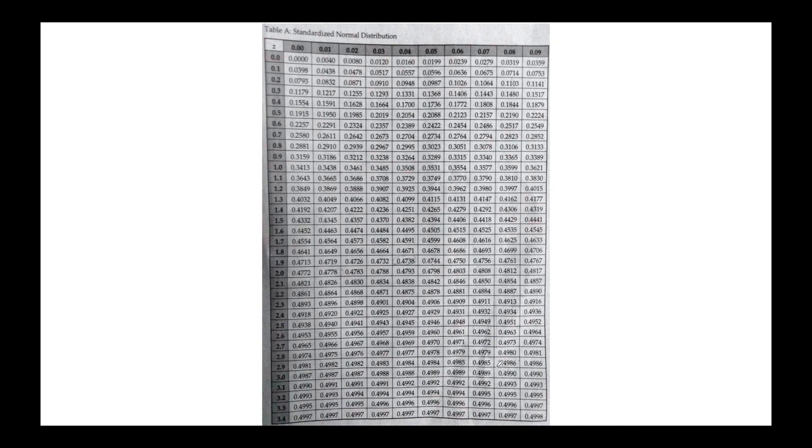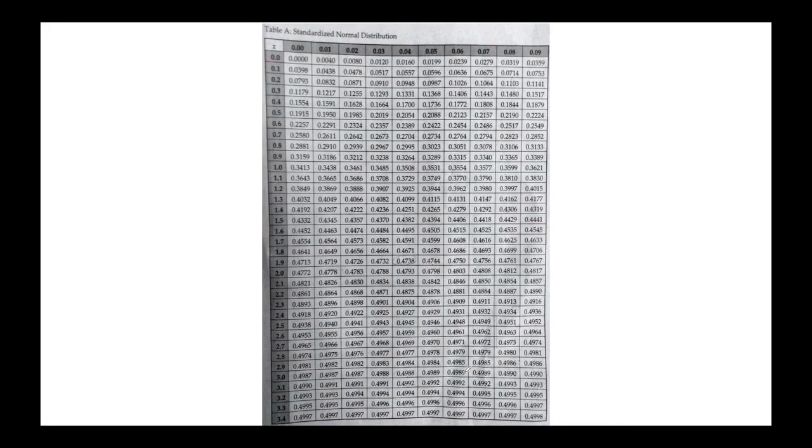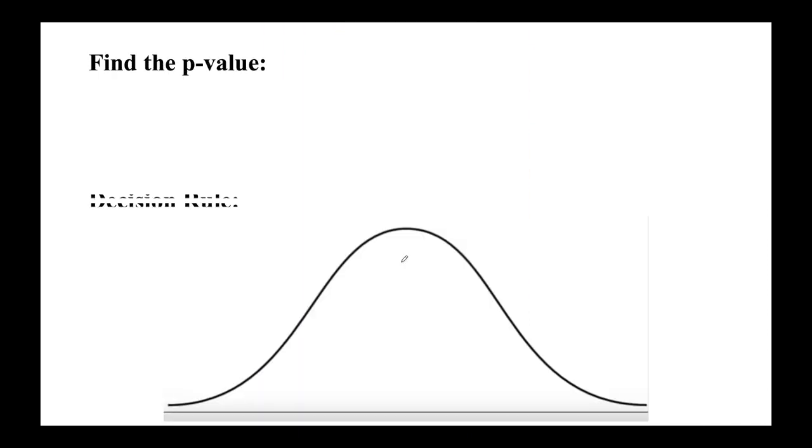paggamit ng p-value. Since we have the z-test na 1.94, hahanapin natin dito 1.9, 0.04, 1.9 plus 0.04, of course, 1.94. Nasaan yung intersection nila? Ito, 0.4738. Okay, 0.4738. Check natin sa ating graph.